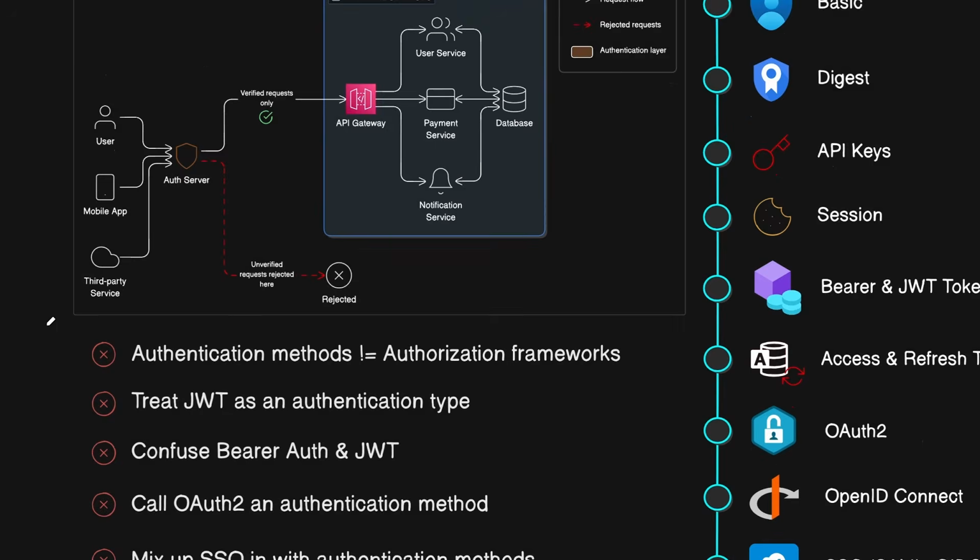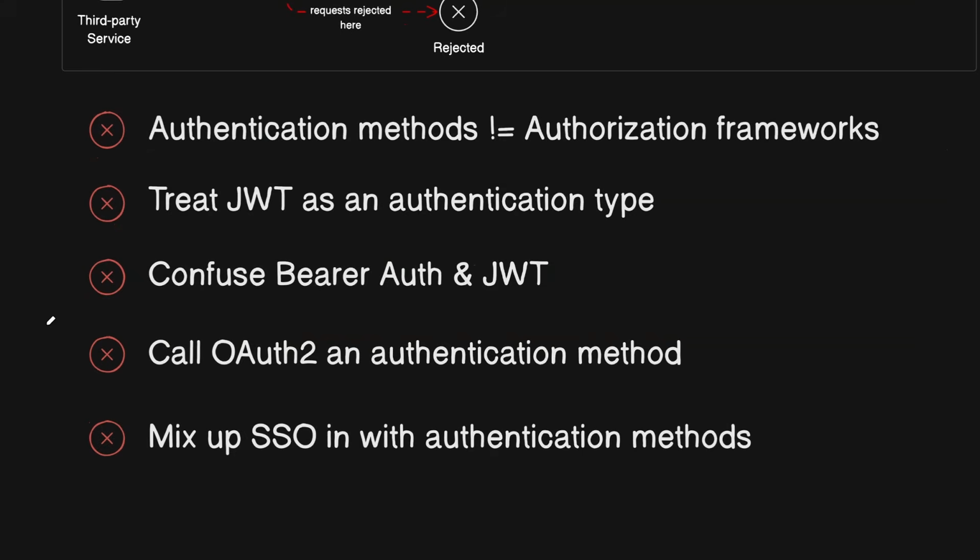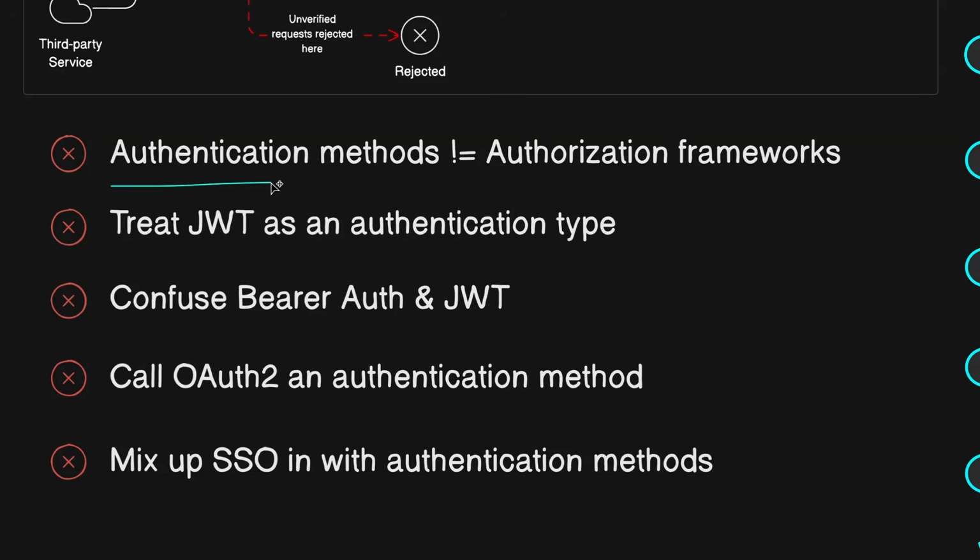But here is where most software engineers confuse or mix up concepts. They mix up authentication methods with authorization frameworks. They treat JWT as an authentication method when in reality it's just a token format. They also confuse bearer authentication with JWT. They sometimes call OAuth2 an authentication method when in reality it's an authorization framework. And they mix up single sign-on with authentication methods when it's really a user experience pattern.